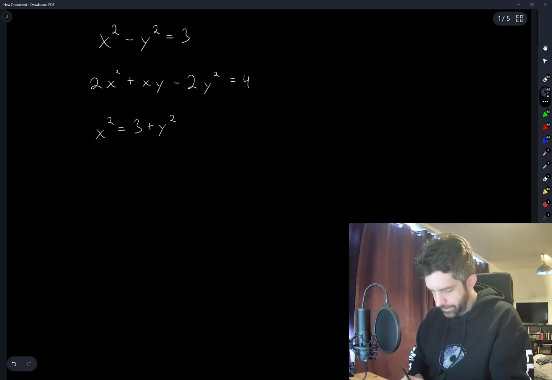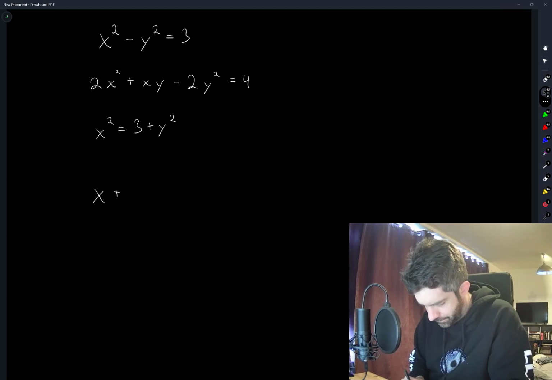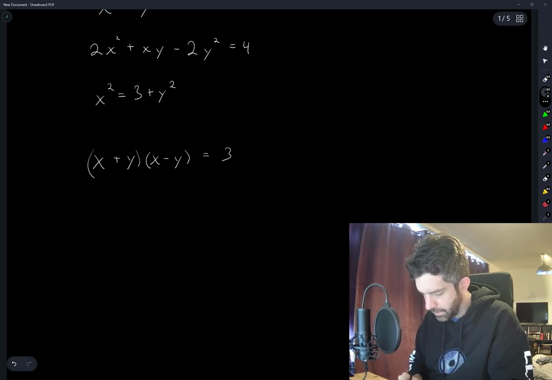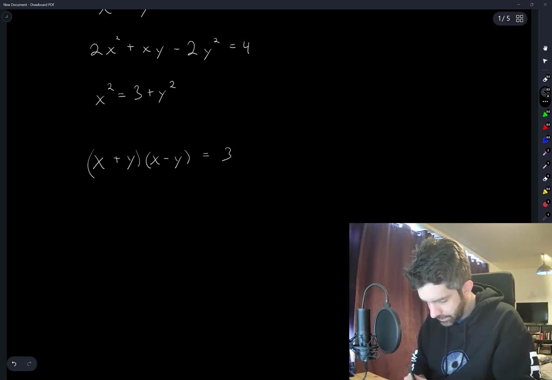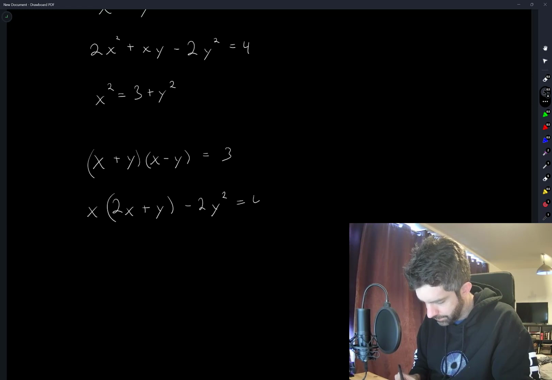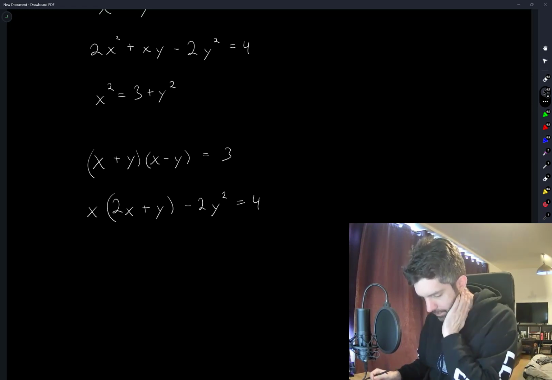Well, let's see. I still wonder if maybe something in the second equation can be factored in any way at all. We have x times 2x plus y minus 2y squared is equal to 4. That doesn't seem to put things in any form which is convenient.